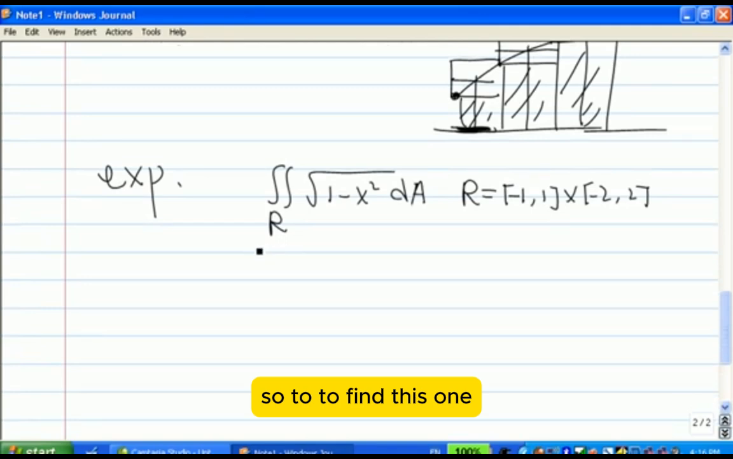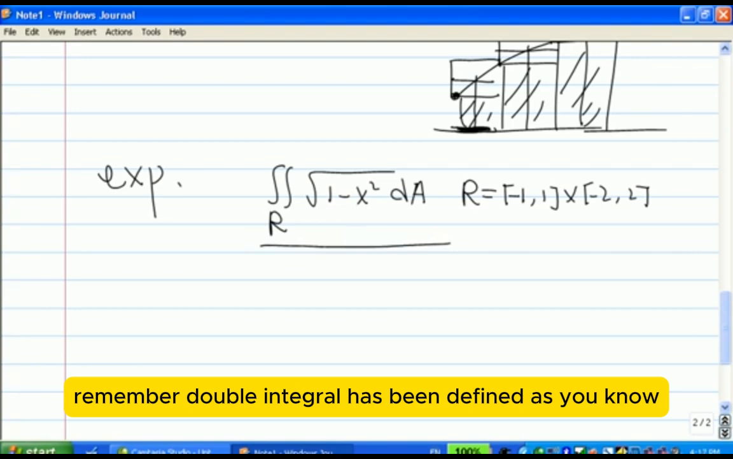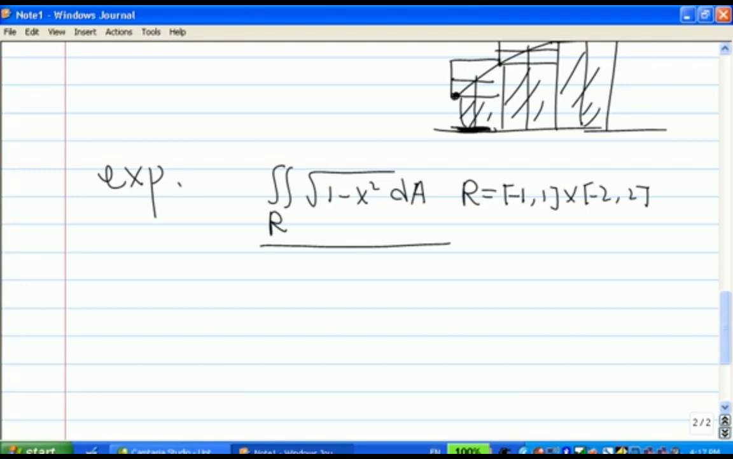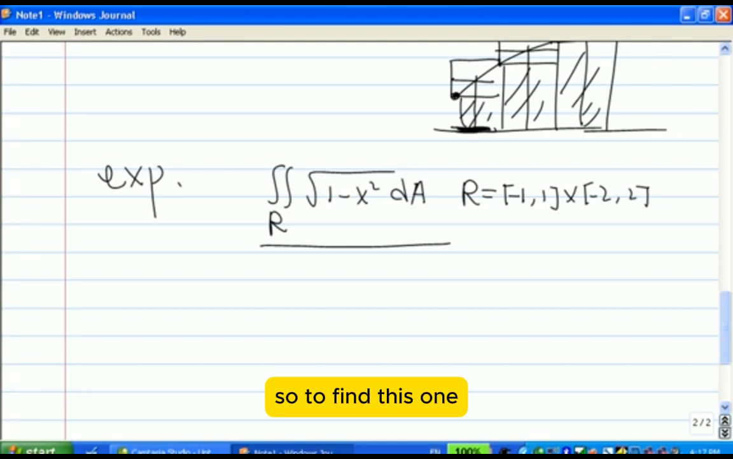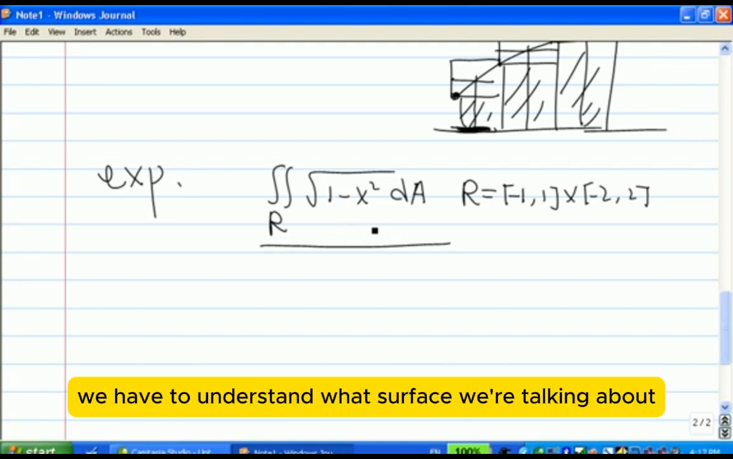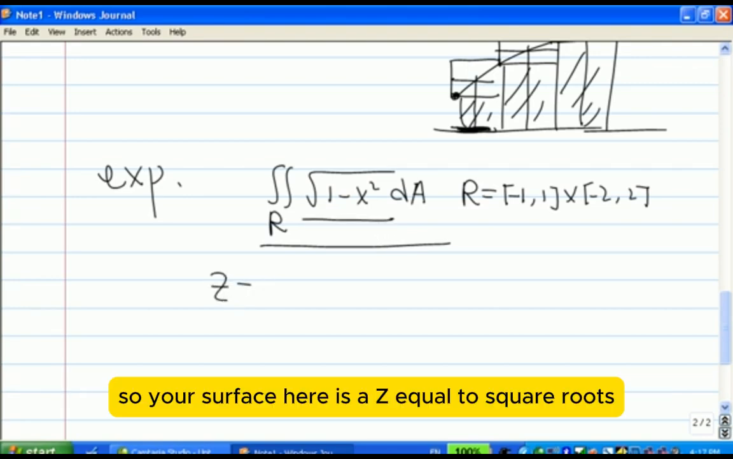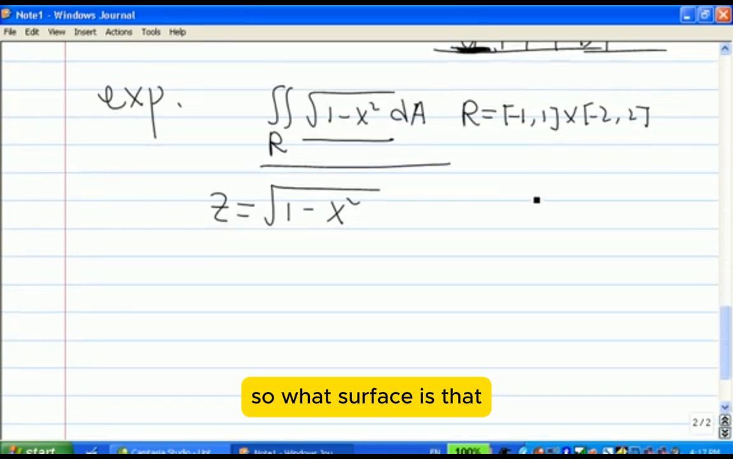So to find this one, you have to understand what a double integral is. Remember, the double integral has been defined as the limit of the summation of f(x_i) dA, which gives you the volume under the surface. So to find this one, we have to understand what surface we're talking about here. So your surface here is z equal to square root of 1 minus x squared. So what surface is that?